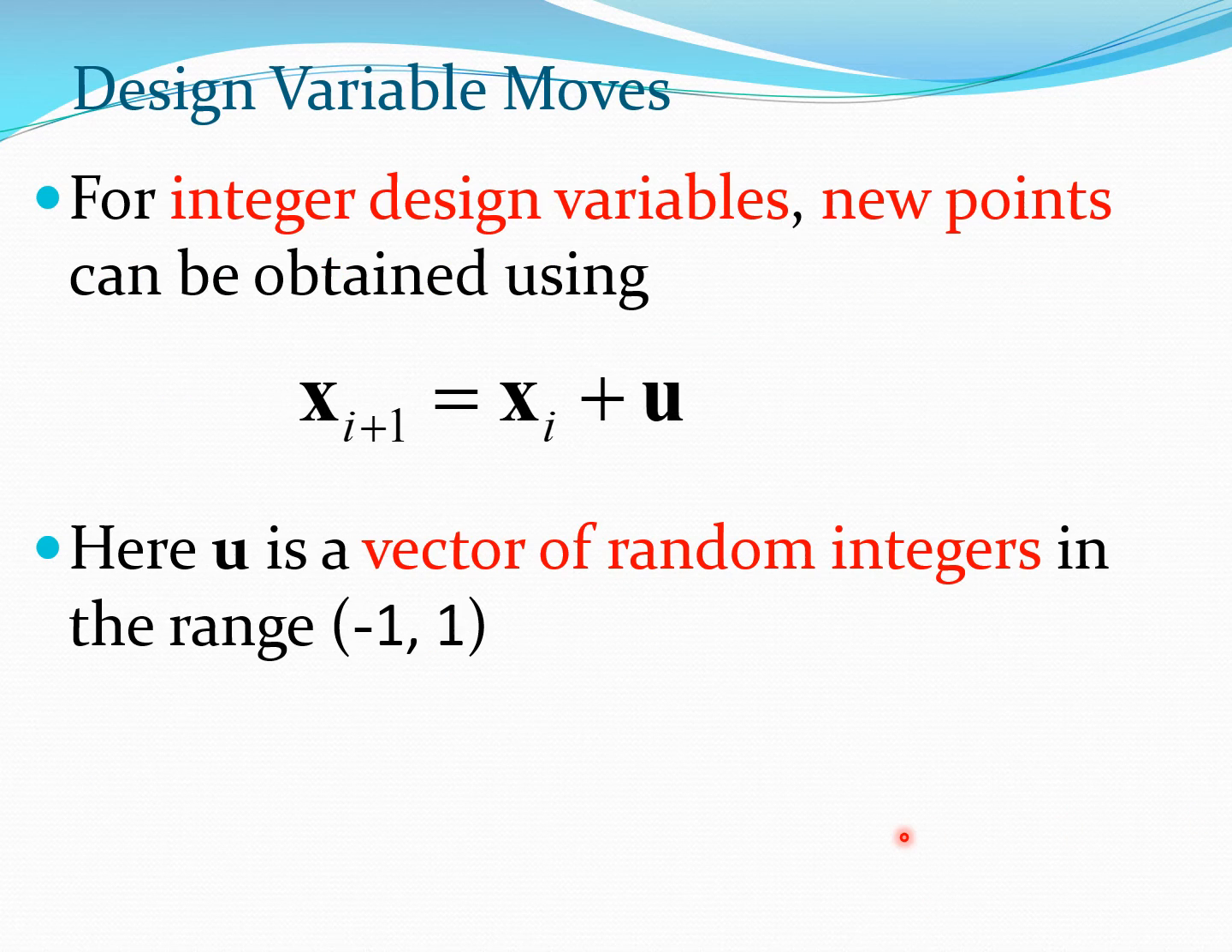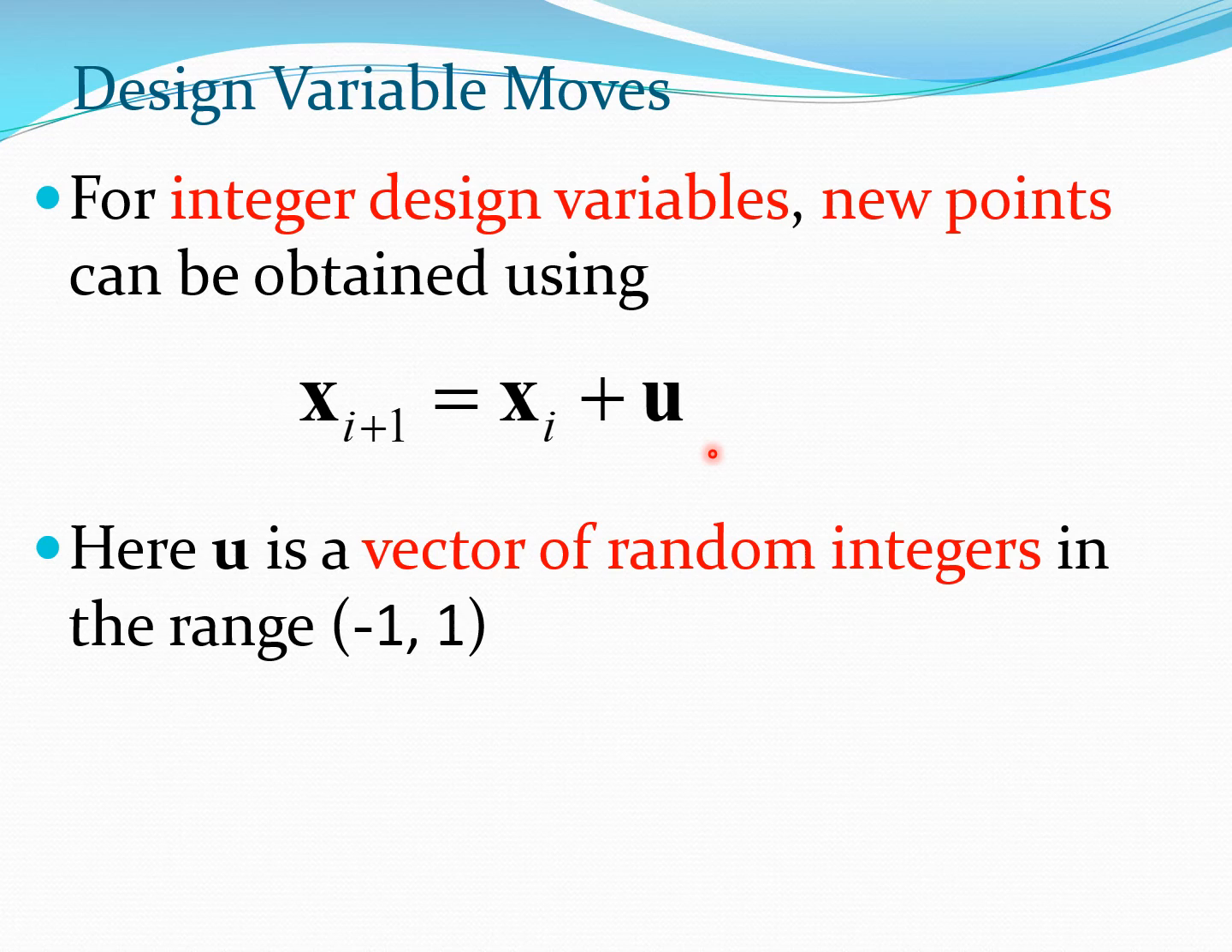Now, in many cases, the SA algorithm is good for discrete problems. For example, the traveling salesman problem, scheduling problems, and so on. And in those cases, if you have integer design variables, for example, you can obtain new points using this formula here. So x_(i+1) is x_i plus u. So this is an example of a random search, and u is a vector of random numbers in the range -1 to 1. So essentially you are seeing that you are at some feasible point x_i, you are perturbing this point slightly in a random manner, and you are creating a new point x_(i+1).